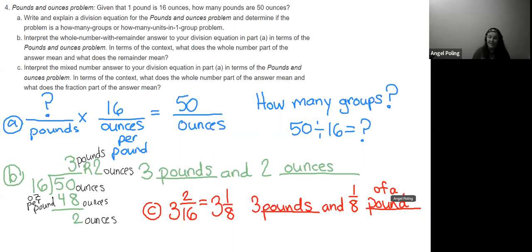So the answers have different units when we express them. And that's what they're asking us. And you have to form questions that produce these different styles of answers, right? So we did 50 divided by 16 twice, but we represented the answer in 2 different ways. One in pounds and ounces, one in just pounds.